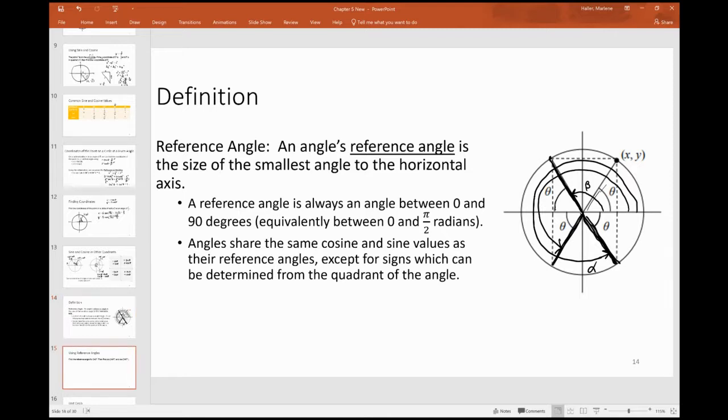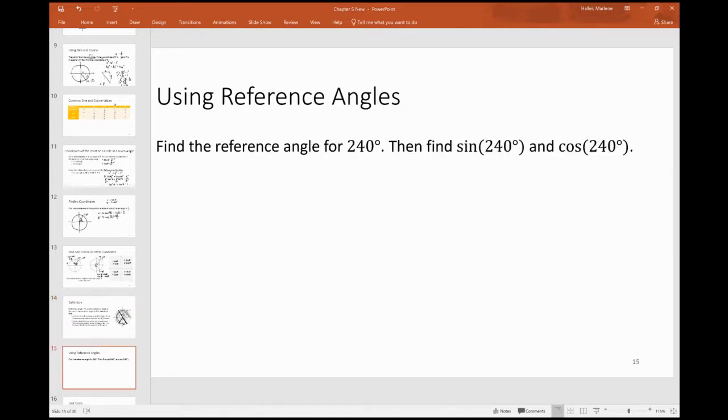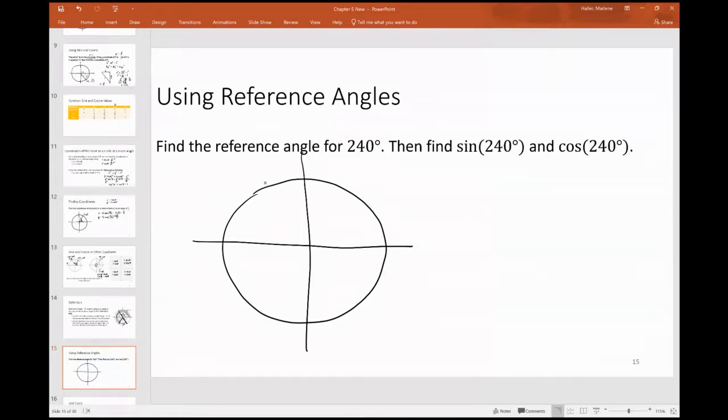All right, so let's look at an example using reference angles. If we have an angle of 240 degrees, we can use a reference angle to find the sine and the cosine of 240 degrees. So where does 240 degrees fall? All the way around is 360. Halfway around is 180. Three-quarters of the way around is 270. So 240 is somewhere right in here. We'll say this is 240 degrees. It always starts here in quadrant 1 on the horizontal, goes all the way around, and the terminal side is here.